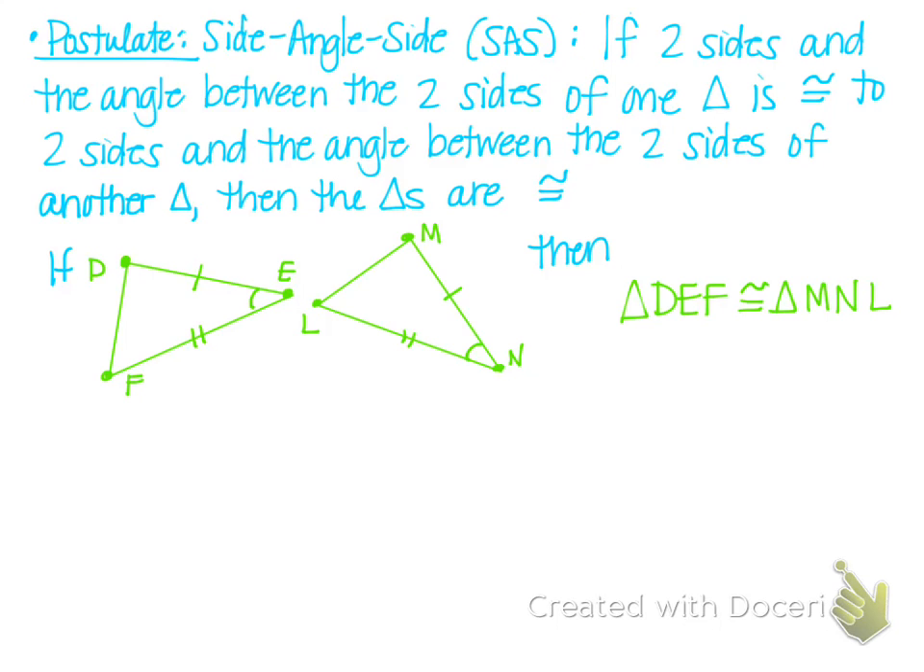So let's look at our picture. We've got DE, which is marked with 1 tick mark. We've got MN, which is marked with 1 tick mark. We've got those 2 sides congruent. Then we also have EF and NL congruent. Now, specifically for this one, we need the angle between them to be congruent. So since that angle between them is congruent, we can say that these 2 triangles are congruent by side, angle, side. So here's our triangle congruency statement. Make sure you put them in the correct order.